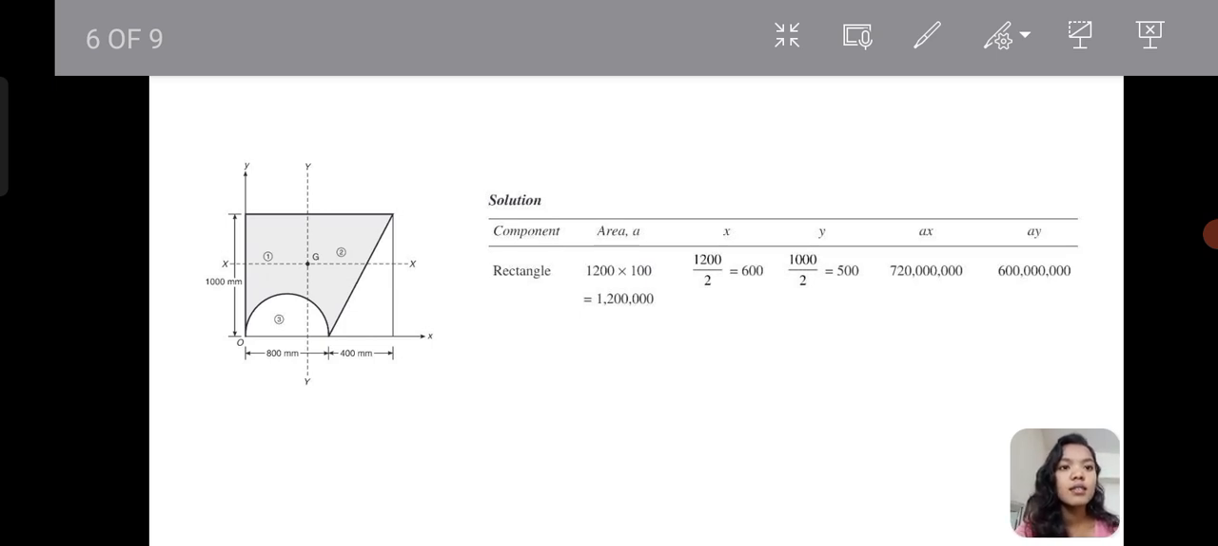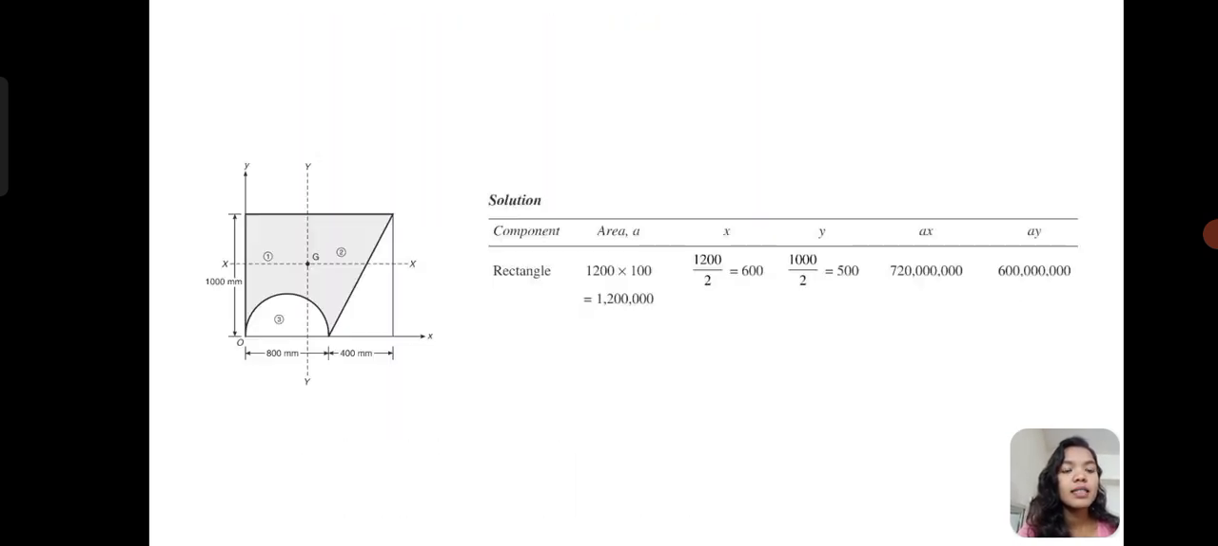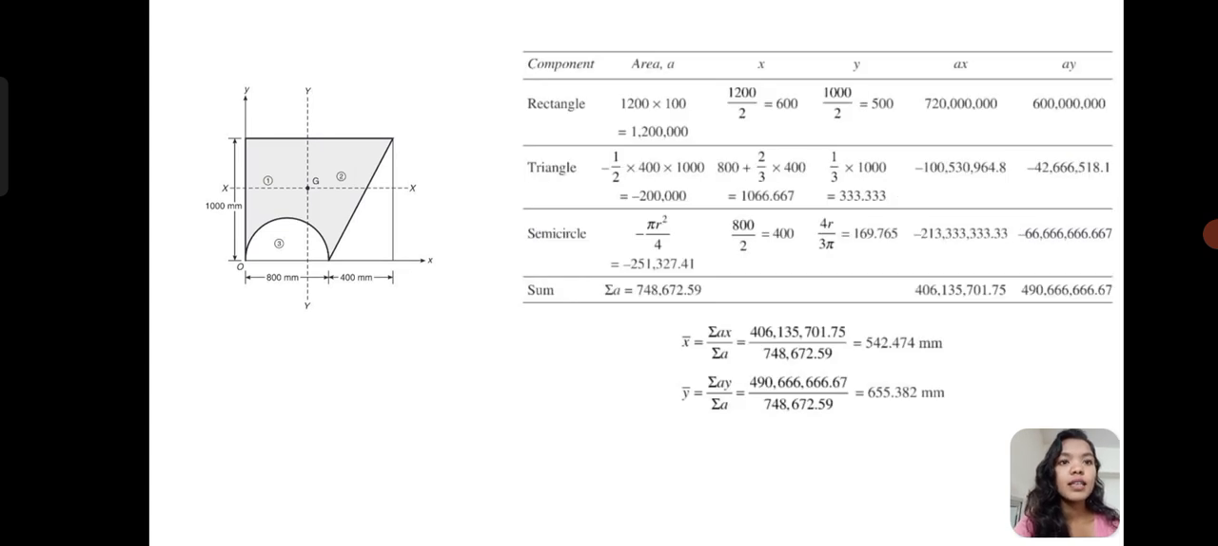The rectangle area is breadth by depth, meaning 1200 into 1000. The x bar is 1200 divided by 2, which is equal to 600. The y bar is 1000 by 2, which is equal to 500. And ax is the product of area and x bar, and ay is the product of area and y bar. Here is the total given answer.